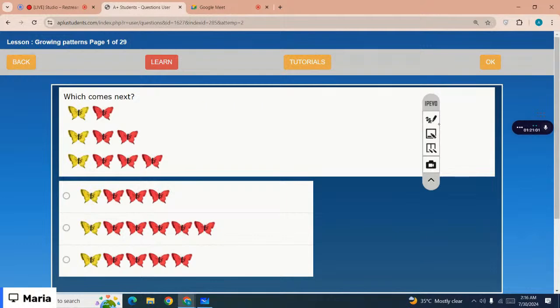You have the one yellow butterfly, one red. One yellow butterfly, two red butterflies. That means the yellow butterfly is one, but the red butterflies are increasing. So here you have three. For the next one, it would be one yellow butterfly and four red butterflies, right? Option number 3 is the correct option.